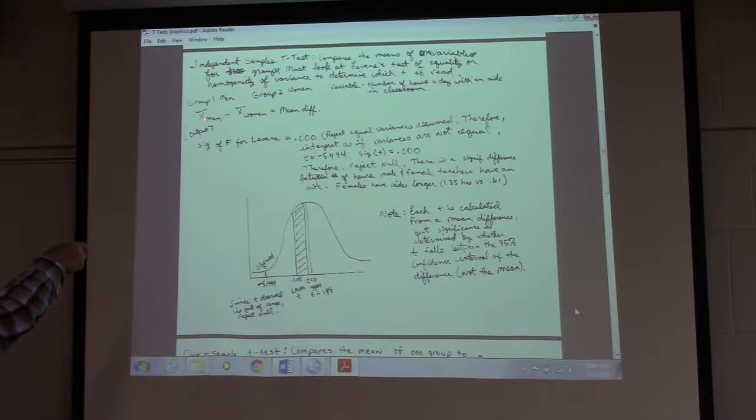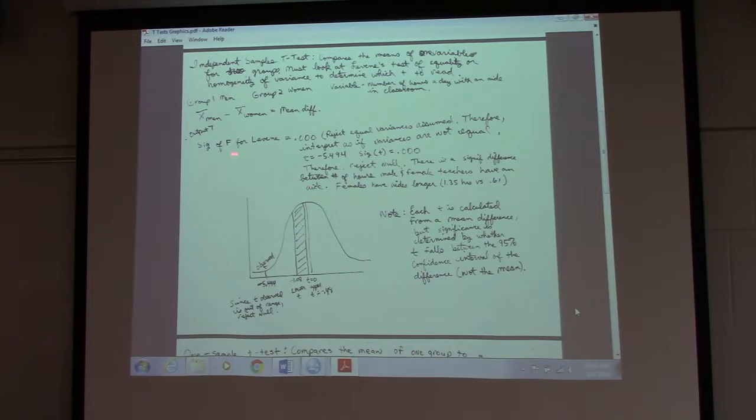So it's men's average number of hours with an A in the classroom and female teachers' average number of hours with an A. The bigger that difference is, the further you are away from 0, so you get a larger T. The numerator's essentially the same thing.